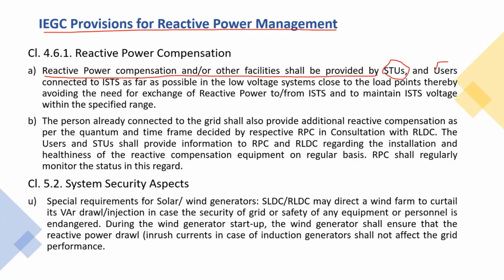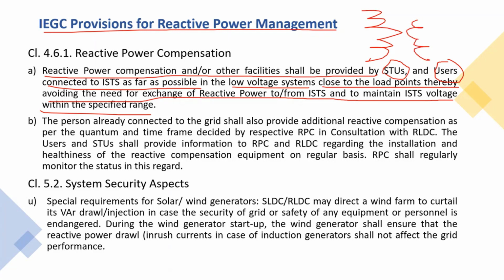First thing, STU as well as the users connected to ISTS, as far as possible in the low voltage system close to the load point. Why load point? You have to put the load at unity power factor. To maintain the load at unity power factor, you will be helping the system, because it will avoid the need for exchange of reactive power to and from ISTS to maintain the ISTS voltage within the specified range. Why? Again, that same transformer concept, 400, 220.